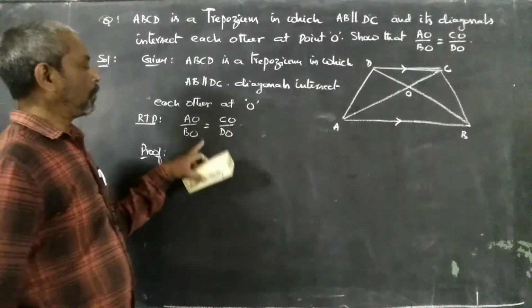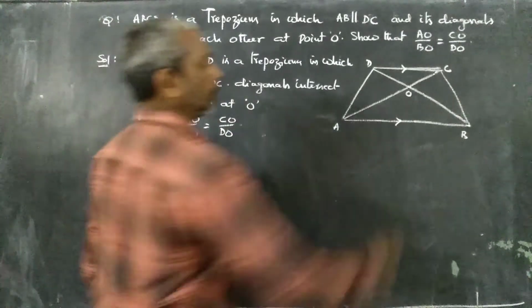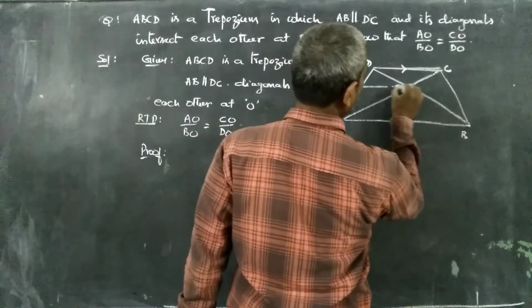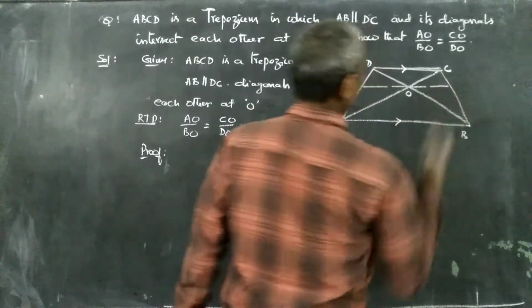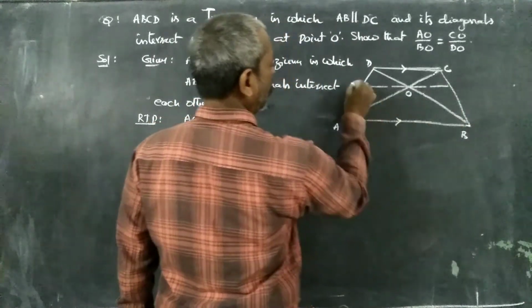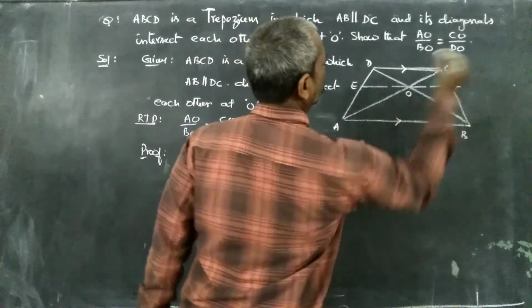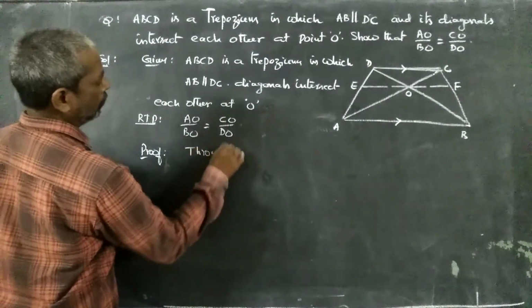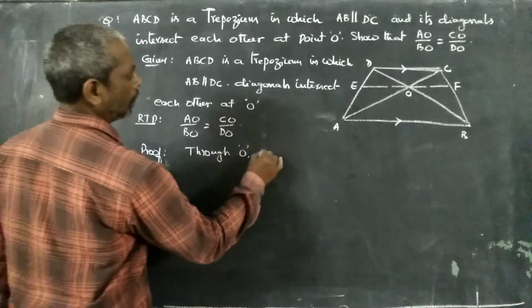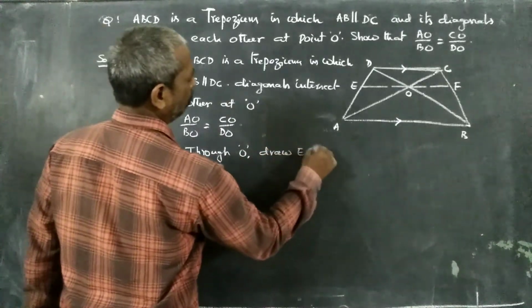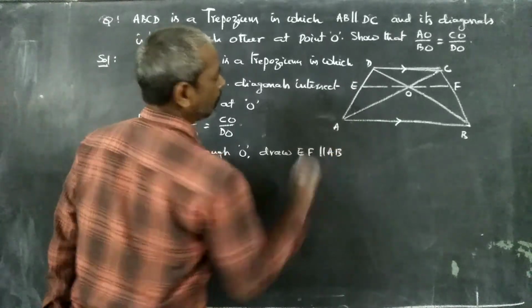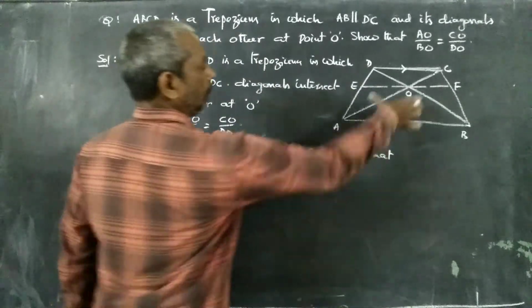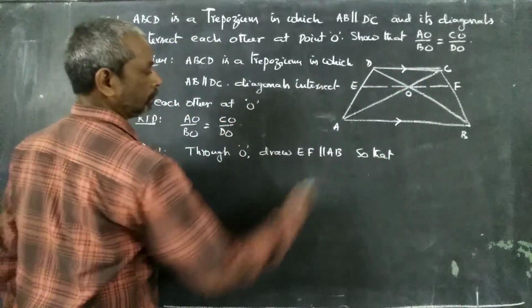So to prove AO by BO is equal to CO by DO, through point O, draw EF parallel to AB, so that EF is also parallel to DC.